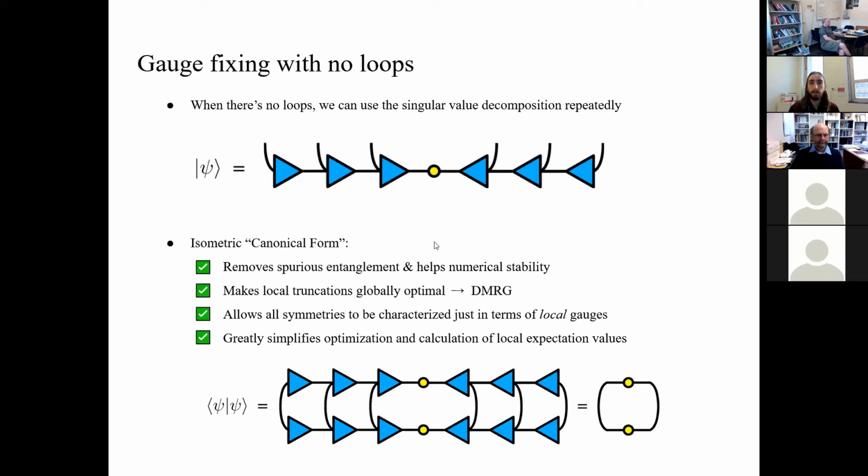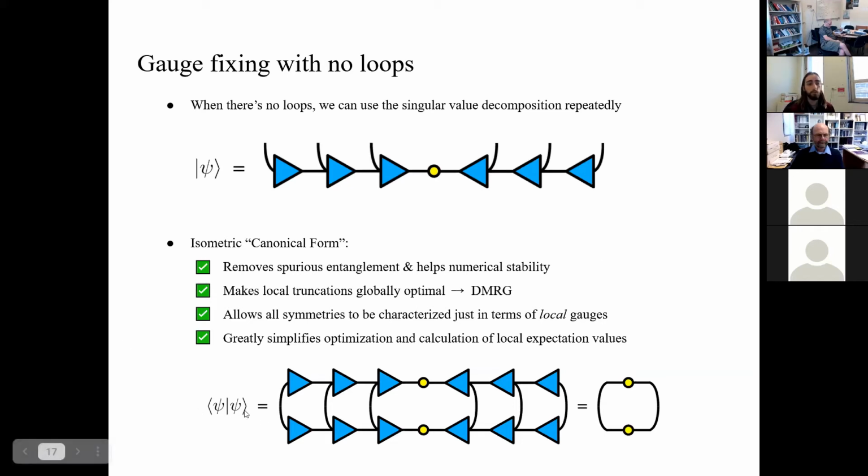This 1D isometric canonical form is great because it removes spurious entanglement and it helps numerical stability. It makes local truncations globally optimal, which is part of the success of the DMRG algorithm, if you've heard of that. It allows all symmetries to be characterized just in terms of local gauges. So it's useful as a theoretical tool as well. And it greatly simplifies the optimization and calculation of local expectation values.